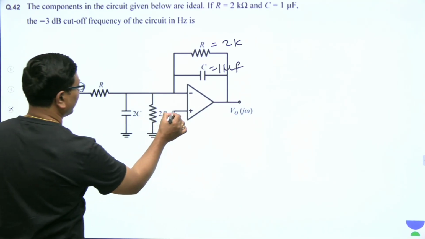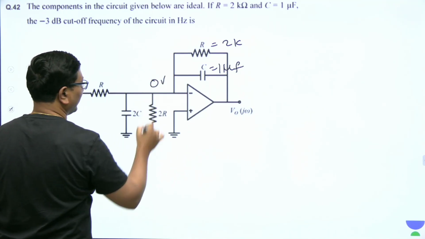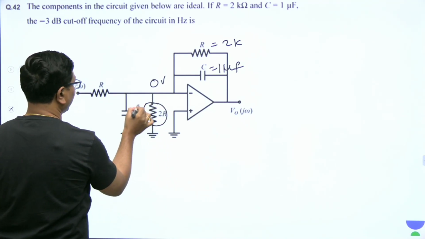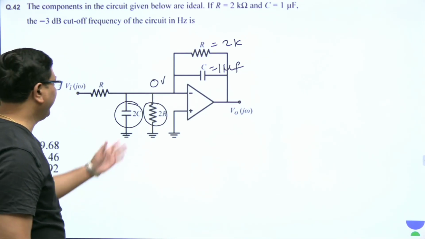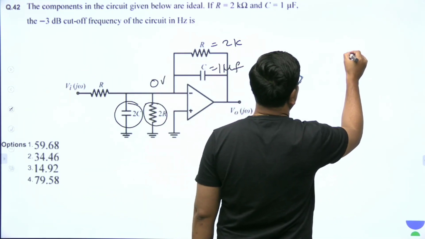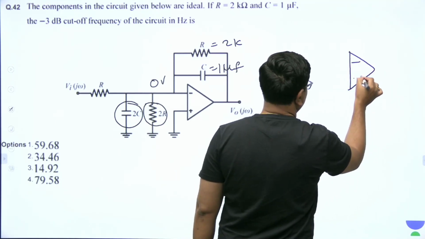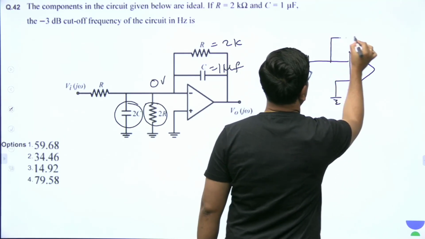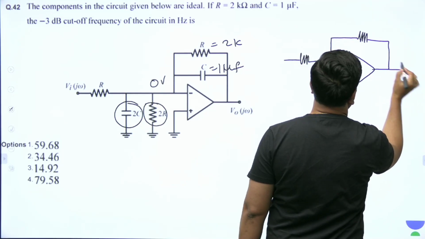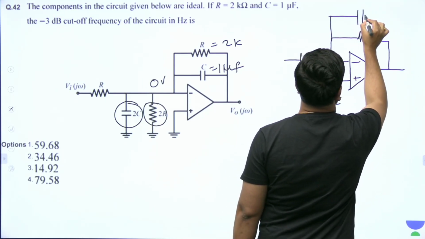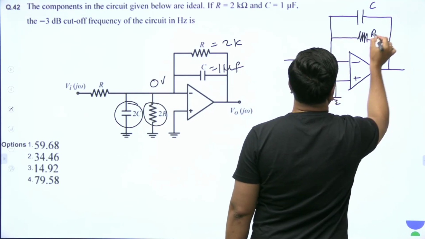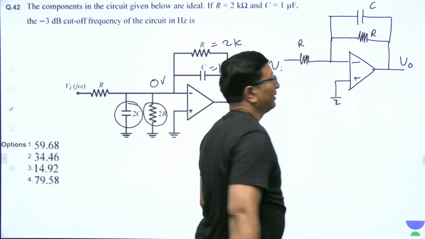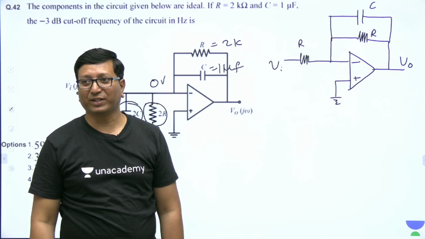Okay, so if you look at this question, due to virtual short it is 0 volts. So here it is 0, it is 0, there is no role of this 2R, and here it is 0, it is 0, there is no role of this 2C. Means this circuit can be further redrawn like this. It is just nothing but a low pass filter circuit.